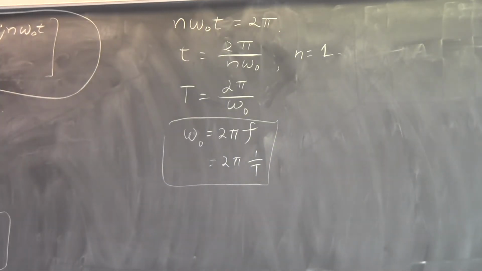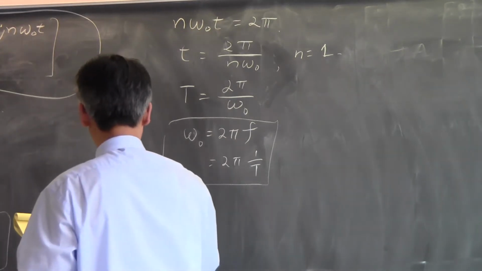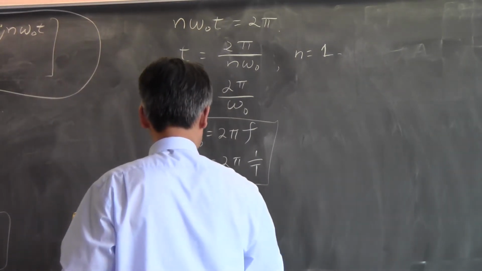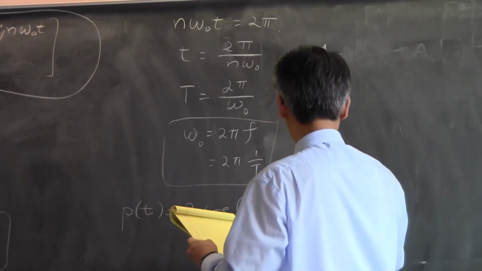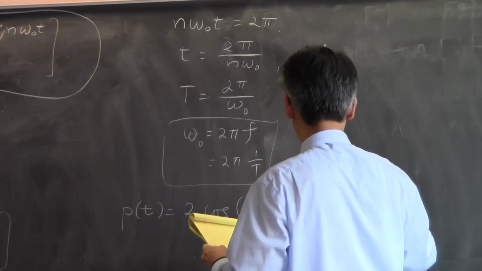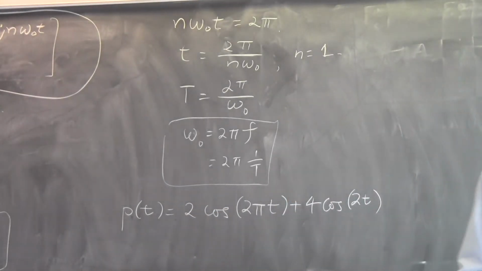All of these harmonics on the right hand side have the same oscillatory behavior. Okay. What happens if I give you something like a signal equal to 2 cosine of 2 pi t plus 4 cosine of 2t? Is this a periodic function? Does it fit into sums of periodic functions that share the same fundamental frequency?